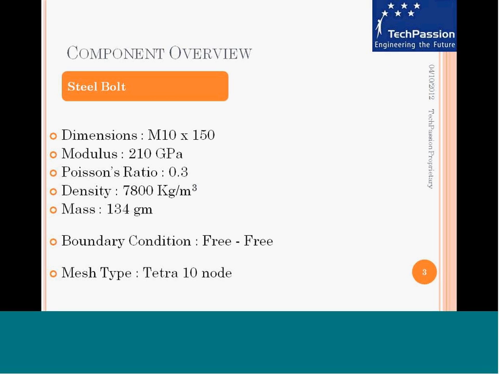Here is an overview of the component that we are studying. It's fairly straightforward. Steel bolt, dimension M10, 150 millimeters in length, and modulus of elasticity is 210 gigapascal, Poisson's ratio 0.3, density of 7,800 kilograms per meter cube, and it's 134 grams in weight. And for modal analysis, one of the things that is important to specify is the boundary condition. It was done using three boundary conditions. And the finite element mesh used in modeling uses elements which are tetrahedral and 10-nodal.